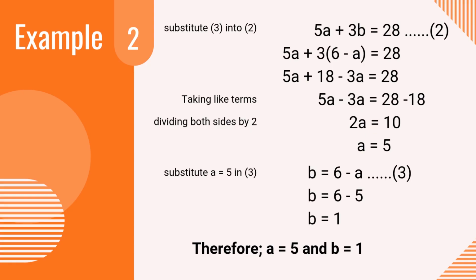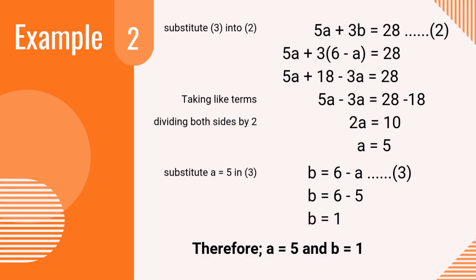Doing that, we have 5a minus 3a. 18 will go over to the right-hand side to be with 28, because they are like terms. After that, we know that 5a minus 3a will give us 2a. Then 28 minus 18 will give us 10. So now we divide both sides by 2. 2 will cancel 2 on the left-hand side to give us a.